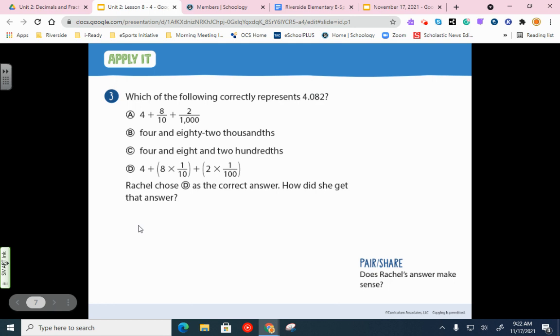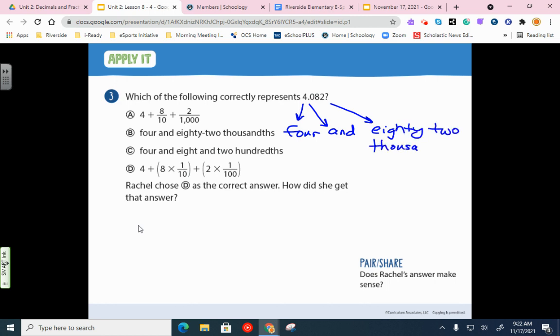Number 3, which of the following correctly represents 4.082? So we have 4. The decimal point is and, and then this last part is 82 thousandths, because that last place value is in the thousandths. The only one that matches up with that is this one. It asks, Rachel chose D as her answer. How did she get that answer?